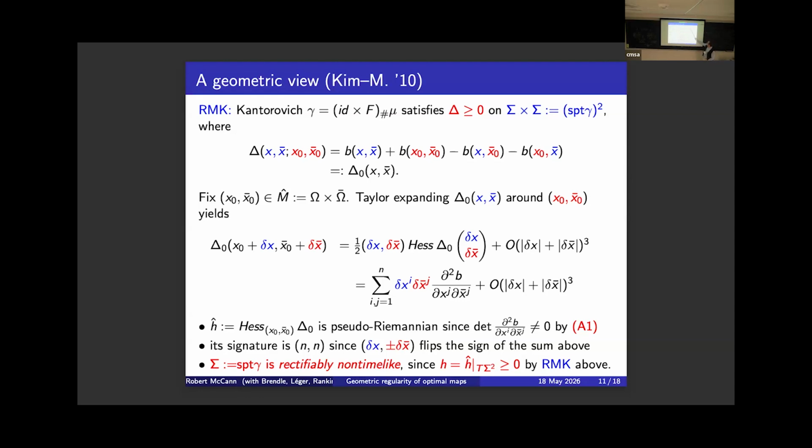And this condition on the submanifold tells me that the tangent vectors to the submanifold always have non-negative inner product with themselves. So the submanifold is at least non-timelike. And it turns out that the key to regularity is improving this non-timelikeness to spacelikeness. So we'd like to show that this inequality is strict. And then we would improve the degenerate ellipticity of this equation to uniform ellipticity.